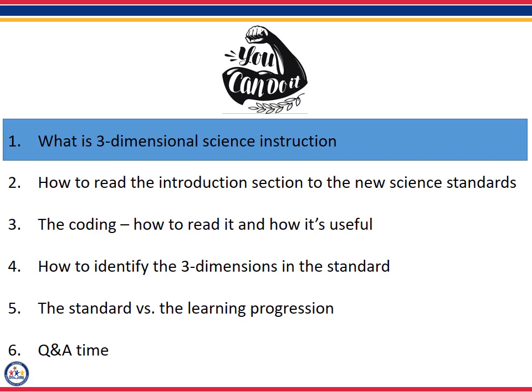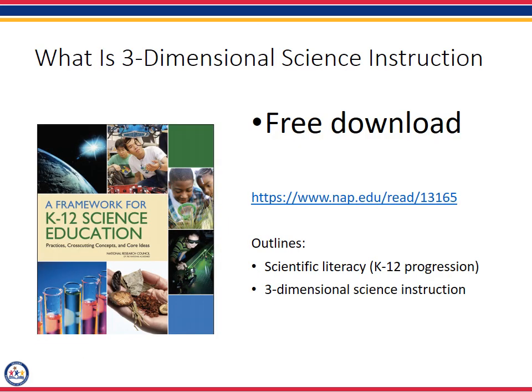First, we're going to discuss three-dimensional science instruction. Three-dimensional instruction is outlined in a framework for K-12 science education. The framework is a resource that outlines the vision for scientific literacy. That means what students need to know and be able to do to be scientifically literate by the end of 12th grade. It does this by laying out the 3 dimensions and how they are essential to science education in the classroom. So what is 3D learning?